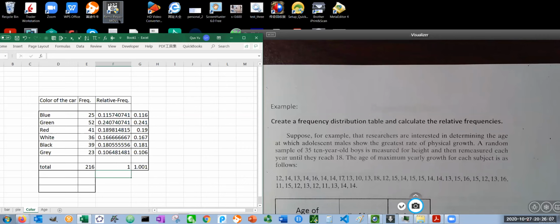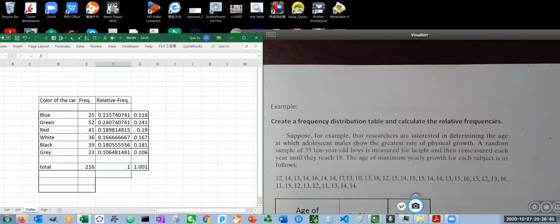They record their height so that they can determine at which age for each boy they grew fastest. That's their purpose. So the last sentence is that the age of maximum yearly growth for each subject is as follows. I don't like this word subject, by the way, because it's not an item, it's a person. So I'd rather say for each boy, but either way is okay. So basically we are given the age of maximum yearly growth for each boy below.